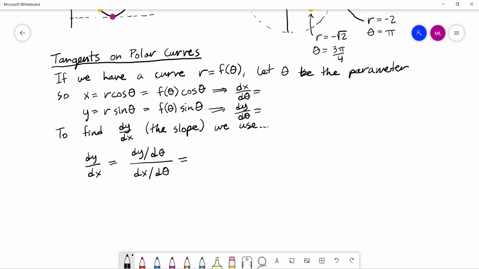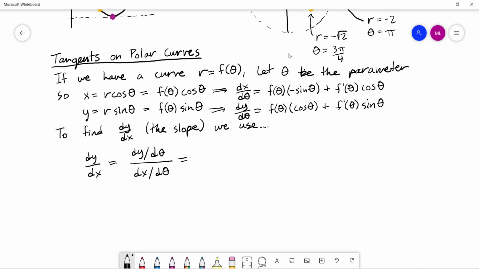So I'm going to get first times the derivative of the second plus second times the derivative of the first. So we'll get first times the derivative of the second. What's the derivative of cosine? It's negative sine, plus the second, which is cosine, times the derivative of the first. So f prime of theta cosine of theta. That's what our dx d theta looks like. Similarly for dy d theta, I'll get first times the derivative of the second, which is cosine, plus the derivative of the first times the second.